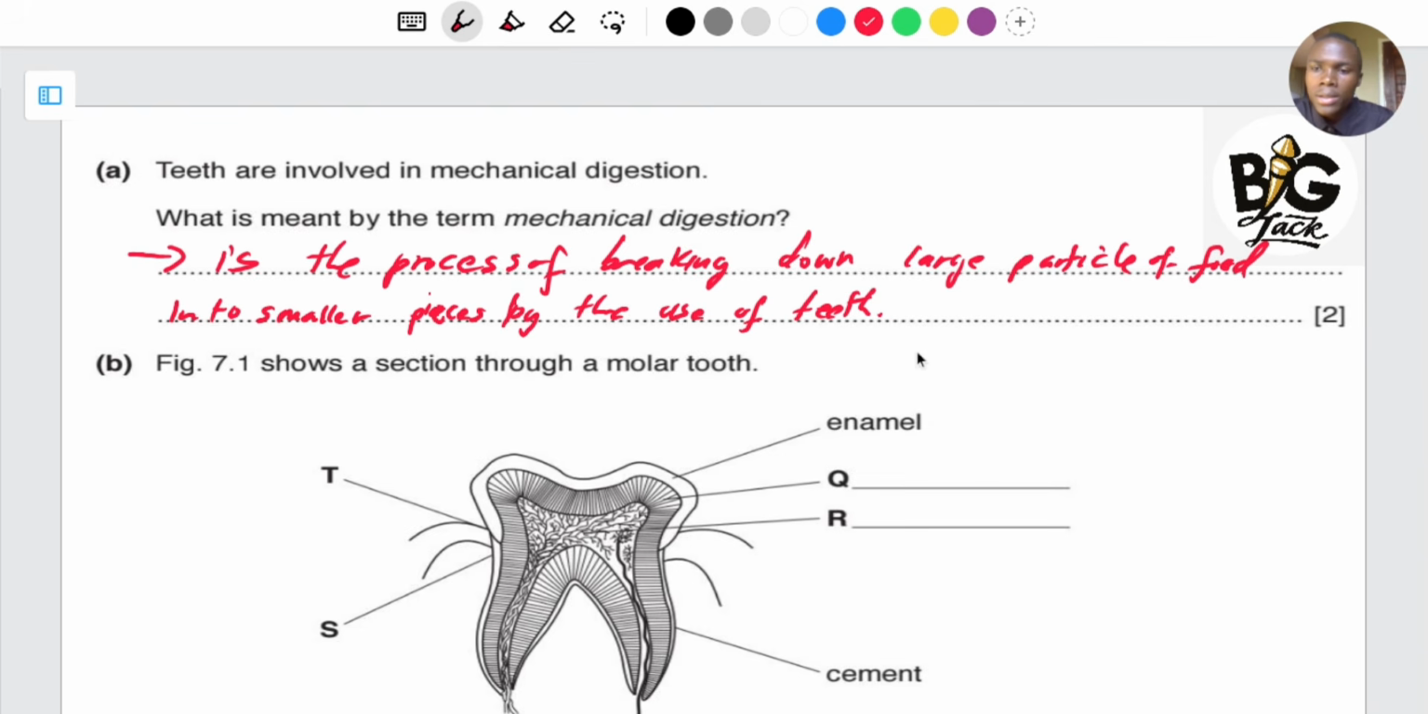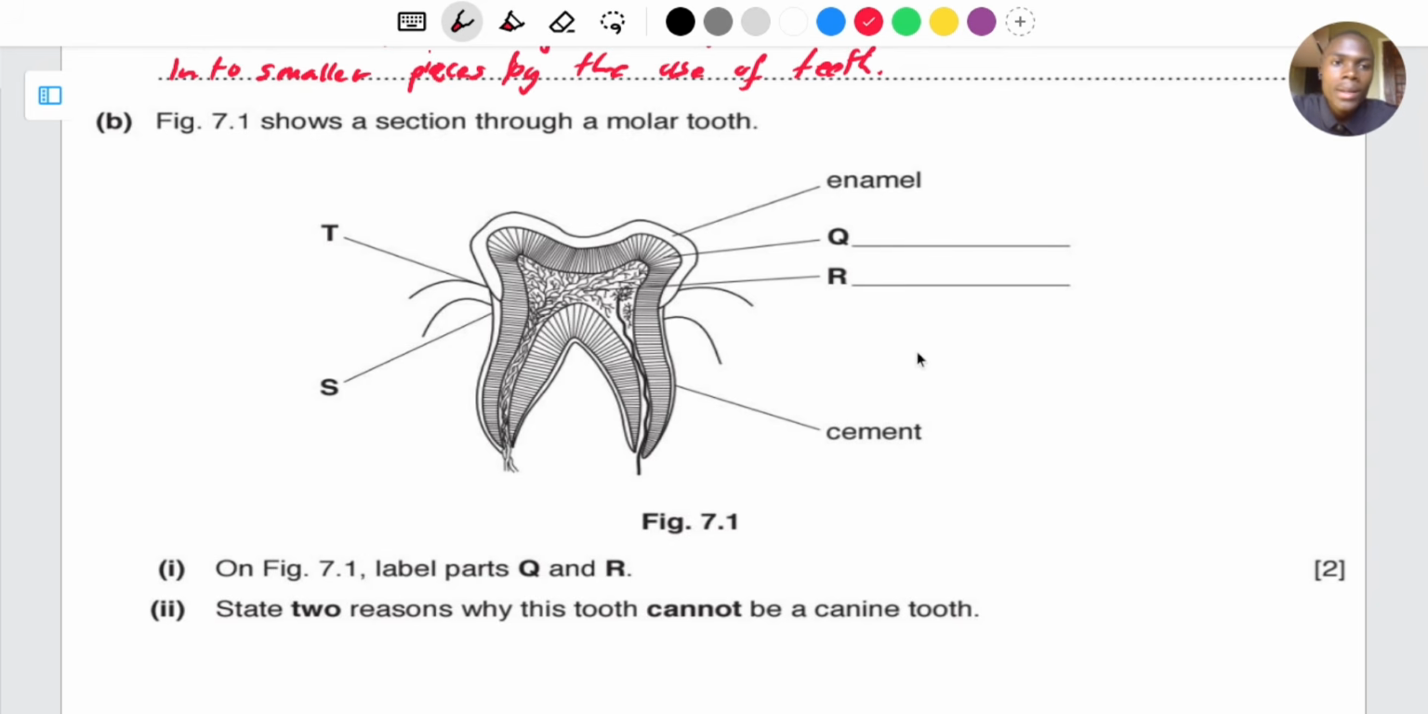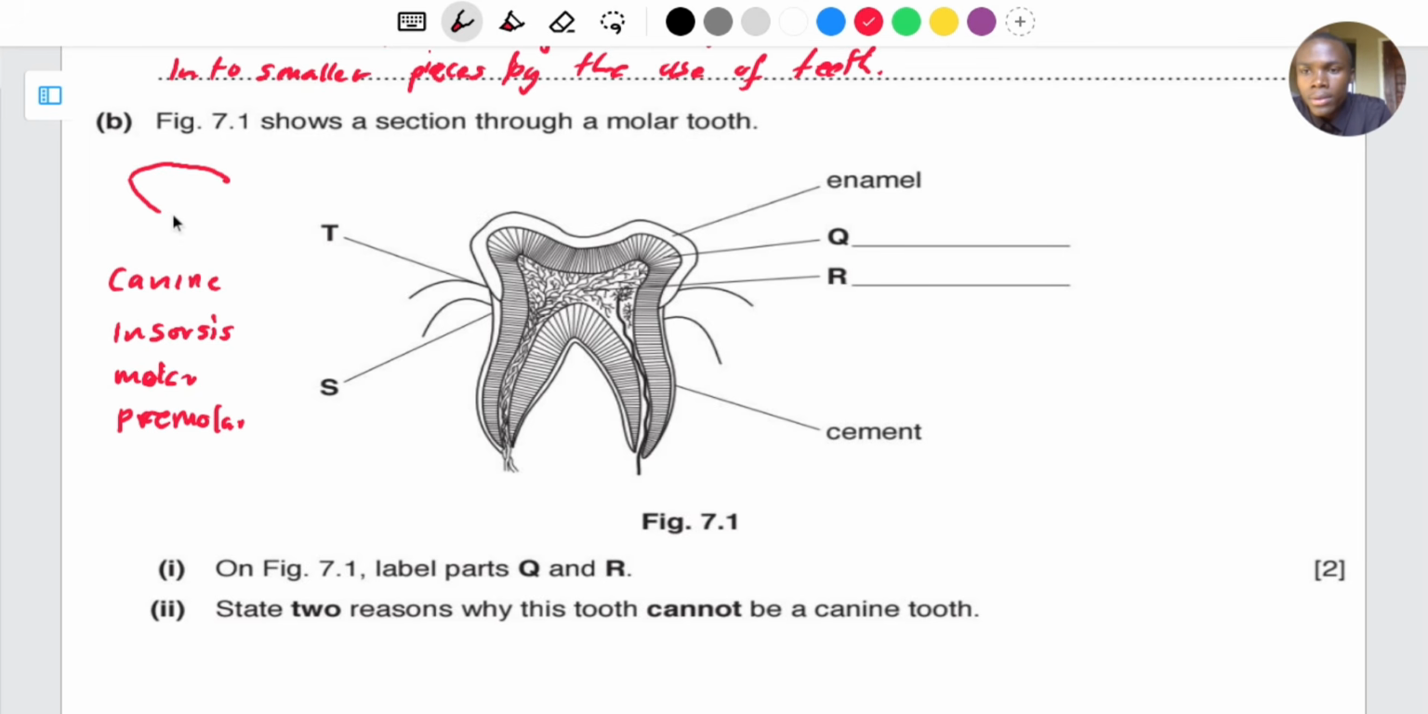Then the second question says figure 7.1 shows a section through a molar tooth. We have different types of teeth: the canine, the incisors, the molar, as well as the premolar. The structure of the incisor looks something like this. It's not going to be perfect, I'm just going to try to label it. This is the way the incisor looks.